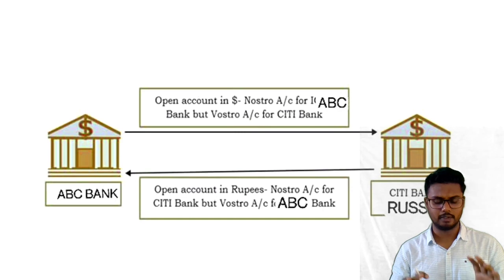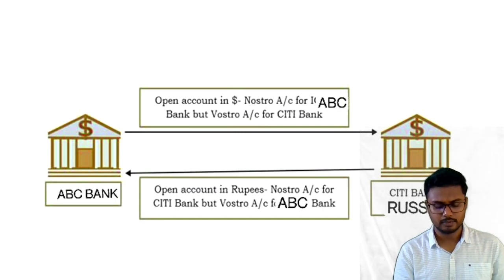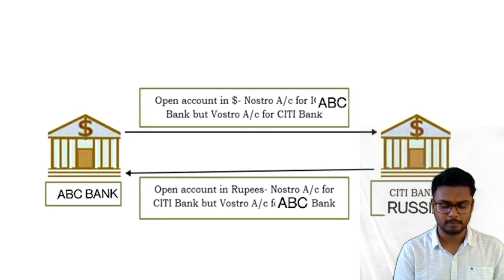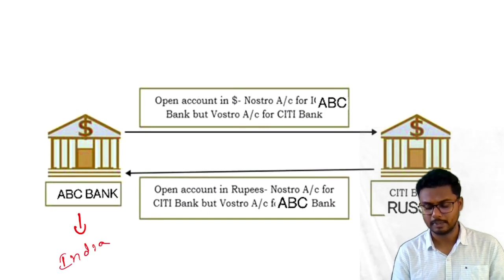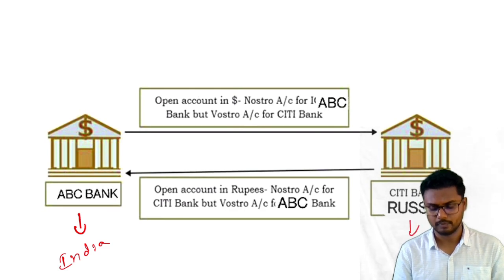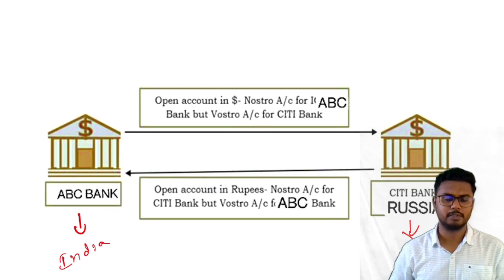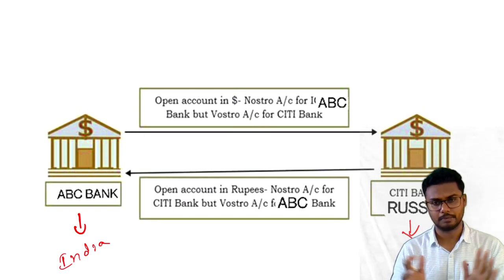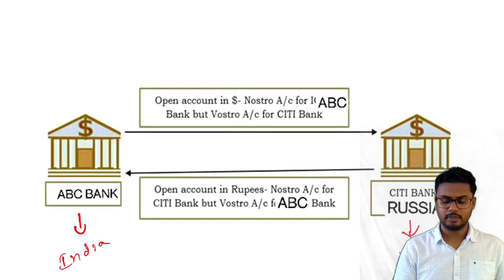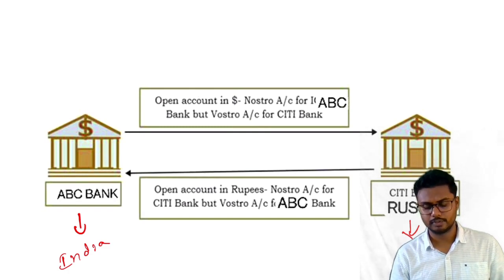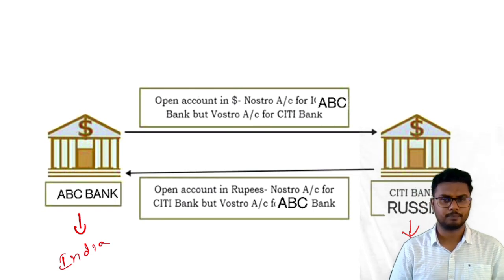So let us understand with the help of a case study. See, there are two banks. One is ABC Bank and the other bank is Citibank. ABC Bank is located in India and Citibank is located in Russia. These two are different entities and they are nowhere related. Citibank is run by Russia and ABC Bank is run by India. But the citizens of India are continuously trading in goods and services with the citizens of Russia.